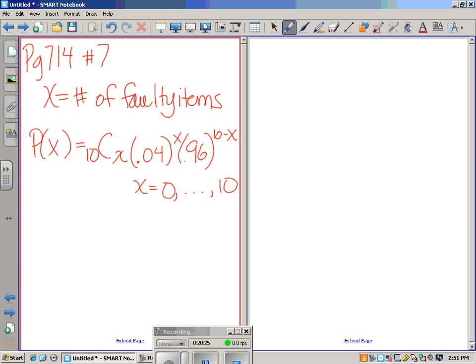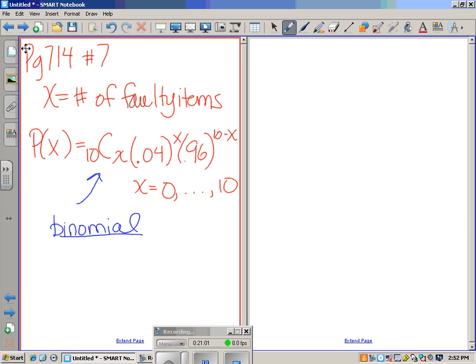Because if there's 10 items in a box, either 0 can be faulty, 1 can be faulty, 2, all the way up to 10. All 10 can be faulty. So I'm hoping you're looking at this probability distribution and figuring out that it is binomial. That is exactly how we do a binomial distribution. So they're giving you a function that represents the probability of having a faulty item.